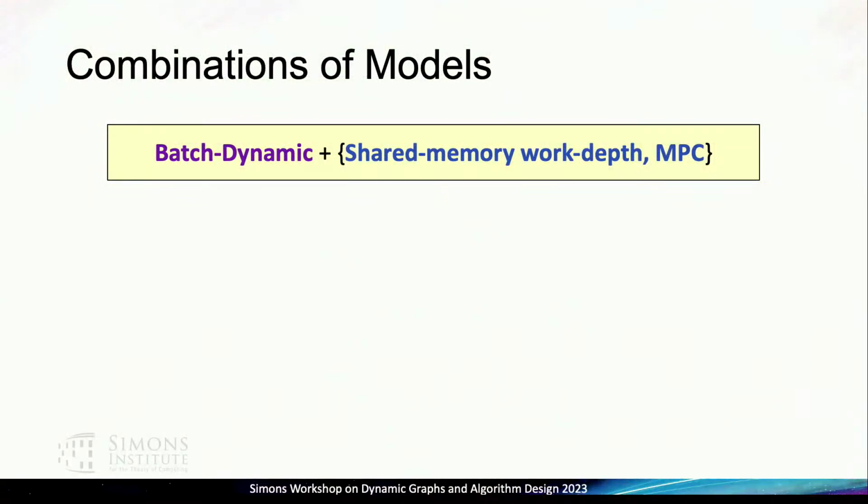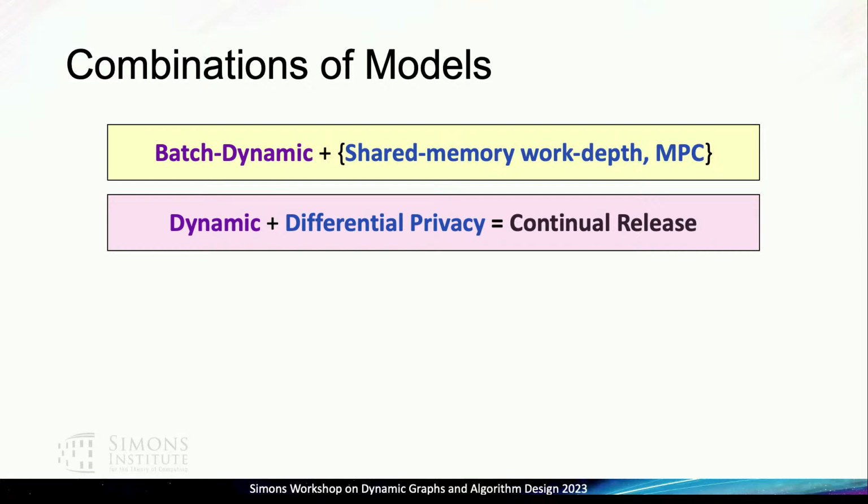Given these models, you can also combine them to produce new models. For example, you can combine batch dynamic with the shared memory work-depth model, where you're using these shared memory processors to process each batch in parallel. You can also combine batch dynamic with the MPC model. You can combine dynamic with differential privacy, and this gives you the continual release model. Continual release is where every single time you receive an update, you want to output privatized outputs for your problem after every update.